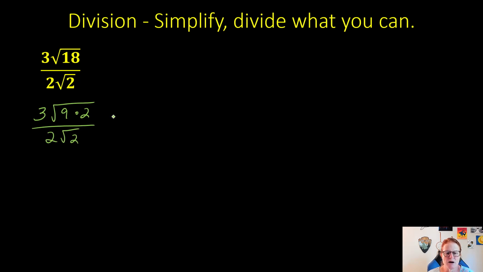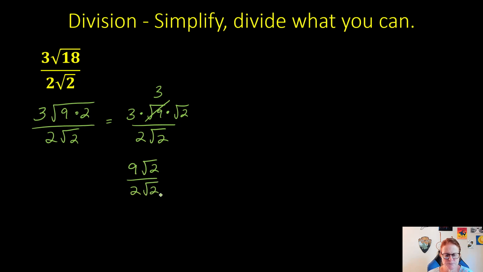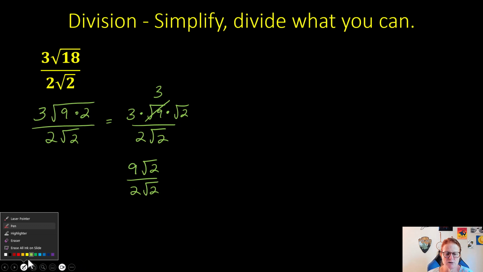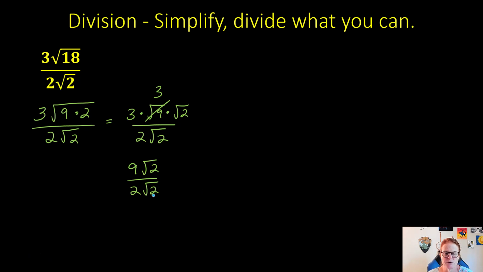Well, I take the square root of 9, right? This is the same as 3 times the square root of 9 times the square root of 2 over 2 square root of 2. Well, the square root of 9 is 3, so then I have 3 times 3. 3 times 3 is 9 square root of 2 over 2 square root of 2. Now what I want you to see here is square root of 2 divided by the square root of 2 is 1, right? This is a 1. So my final answer is 9 halves, because 9 halves times 1 is 9 halves. Hopefully you understand how I cross those out.